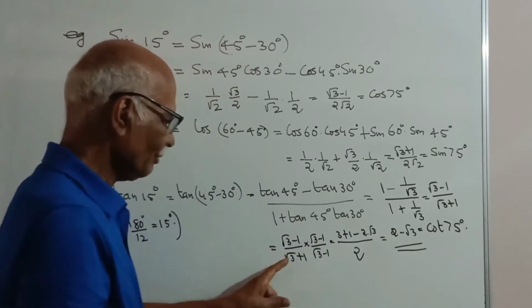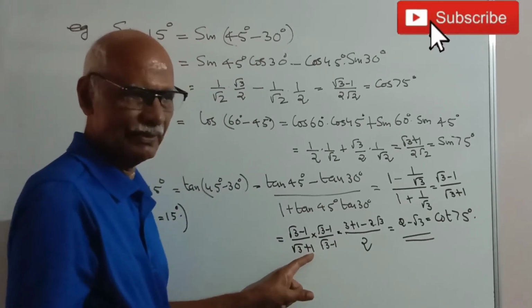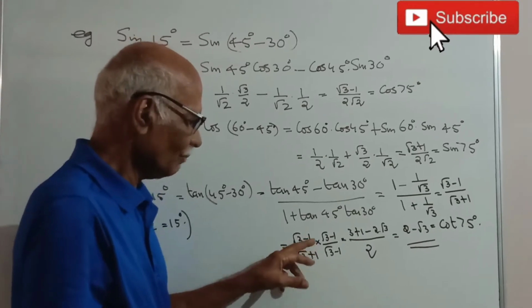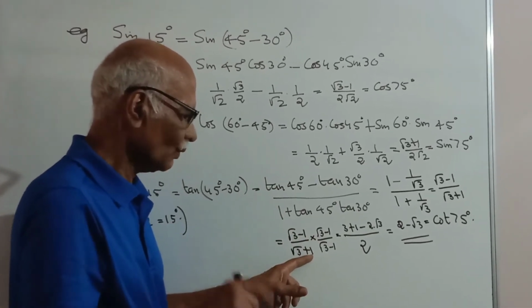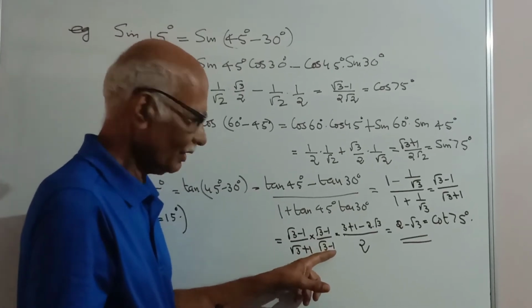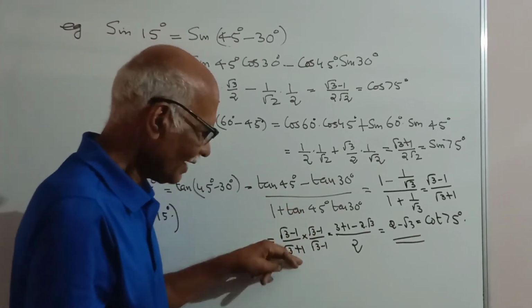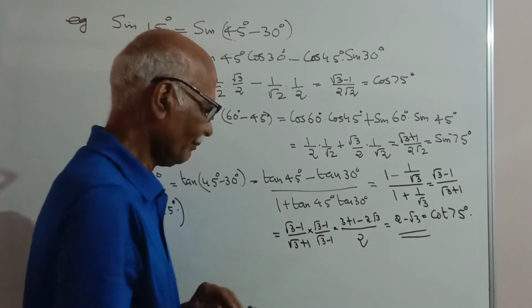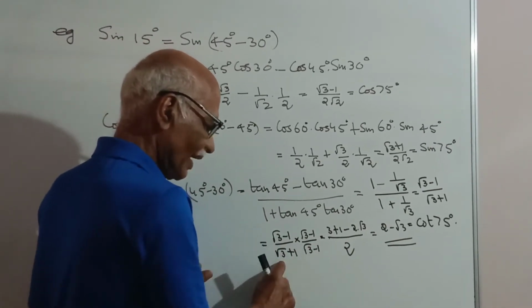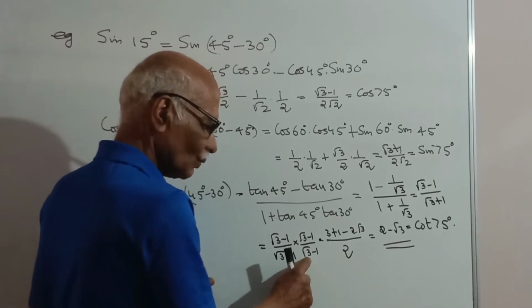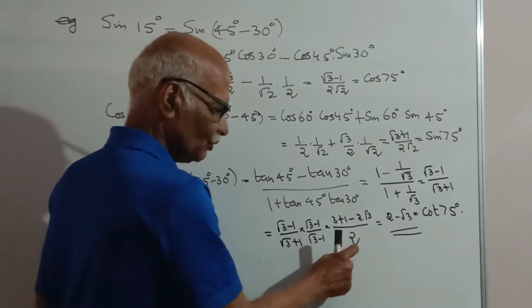Now whenever the denominator contains irrational numbers, roots, etc., you multiply by the conjugate. Root 3 plus 1, conjugate is root 3 minus 1. You multiply numerator and denominator by root 3 minus 1. Now in the denominator, a plus b into a minus b is a squared minus b squared. So root 3 square is 3, minus 1 is 2.